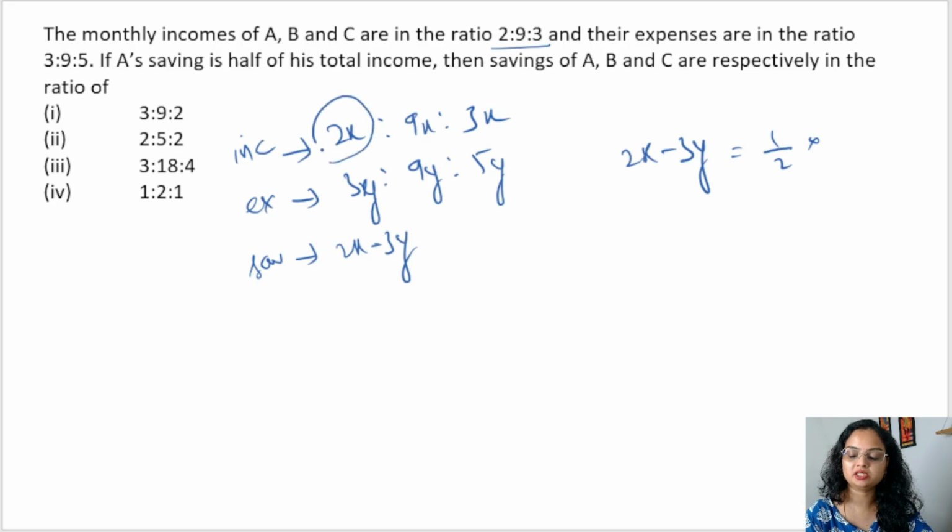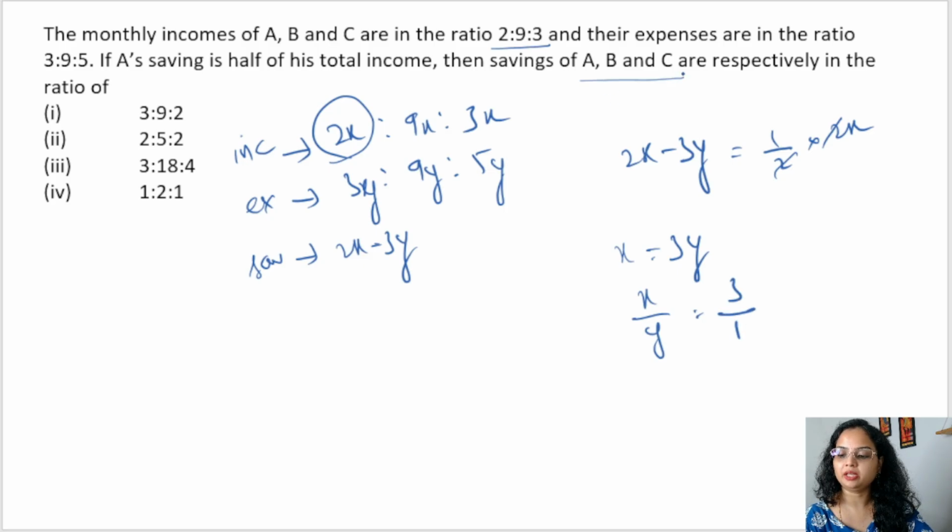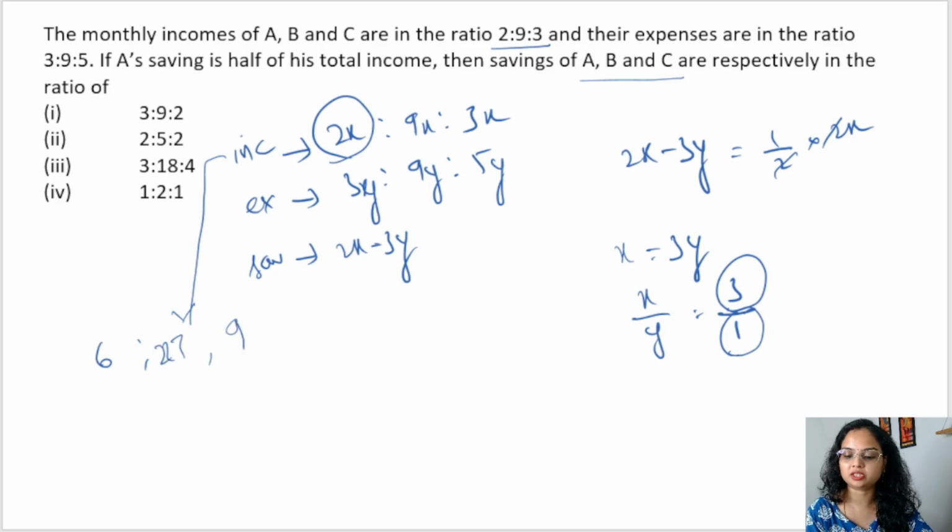A's saving is 2x minus 3y, which is half of his total income. Total income of A is what? It is 2x. 2x minus 3y is equal to x. So x is equal to 3y. X by y is equal to 3 is to 1. Then the savings of A, B and C are respectively in the ratio of. So what is the income here? Ratio of income, it is 2x. X is 3 and y is 1. We will substitute the values. It is 6 and 9 into 3 it is 27 and 3 into 3 it is 9.